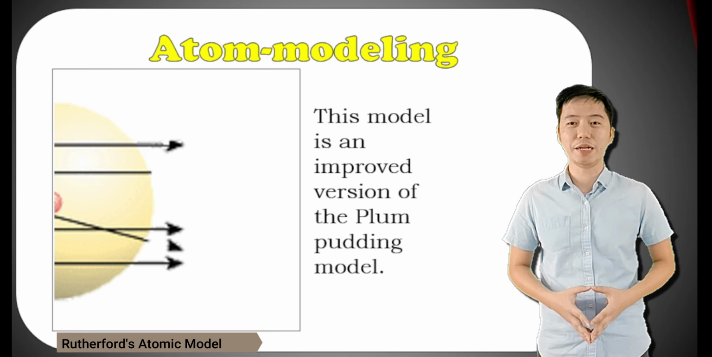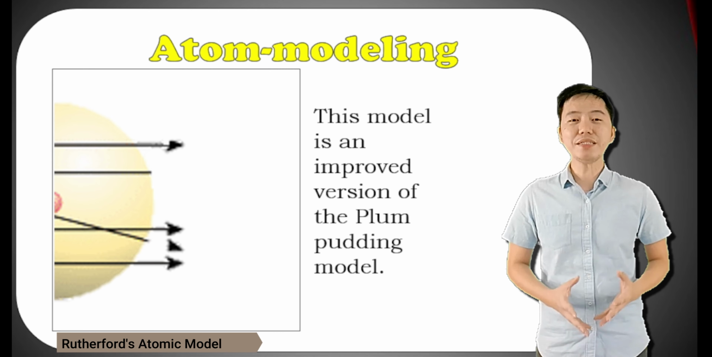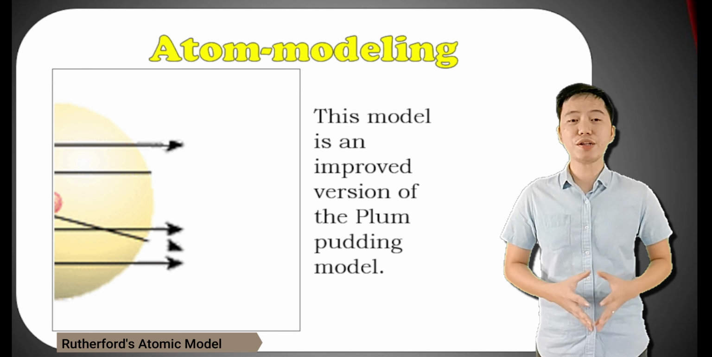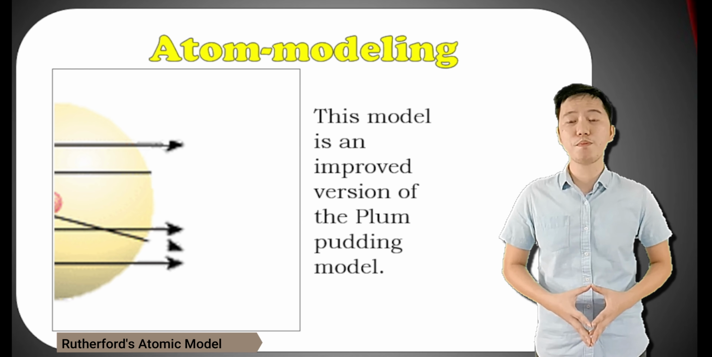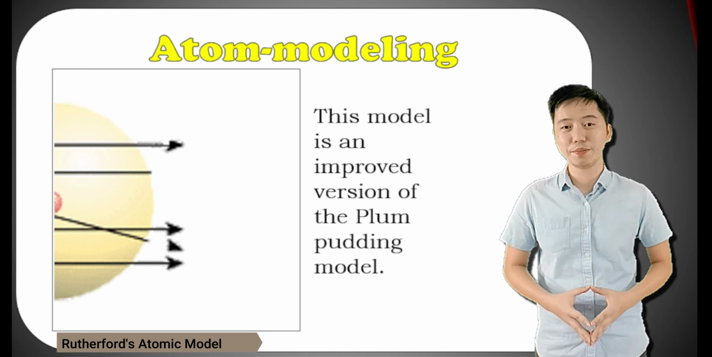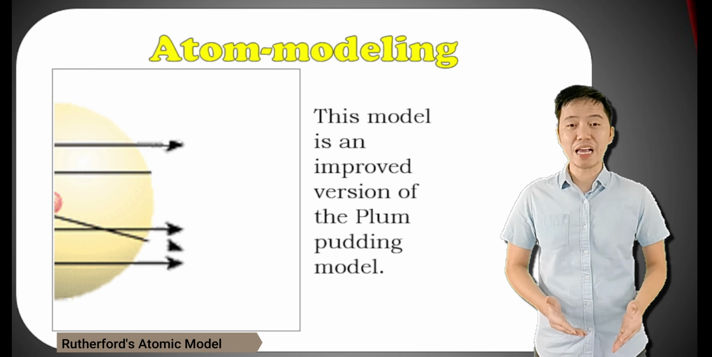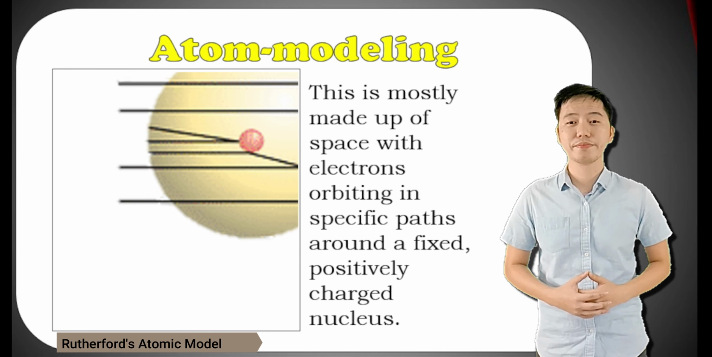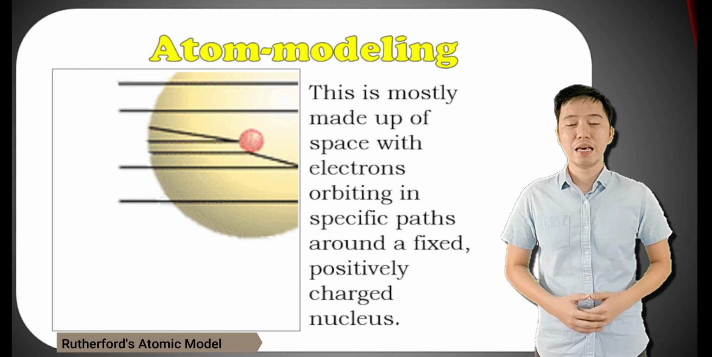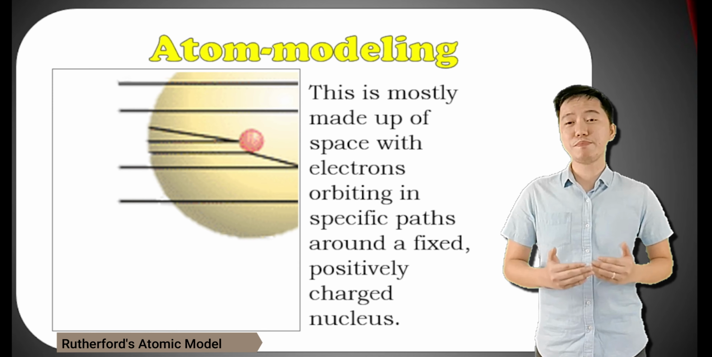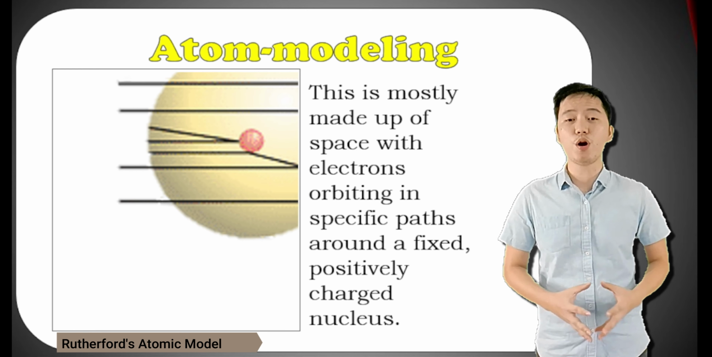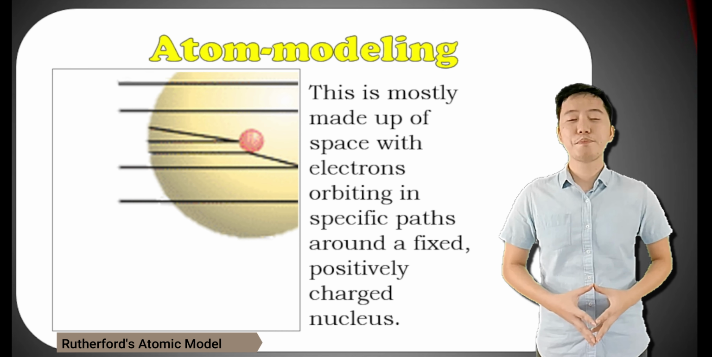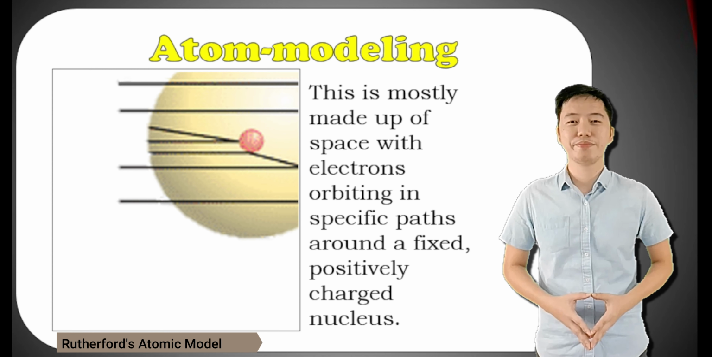Model number 3. Rutherford's atomic model. The present-day understanding of atoms is based on the nuclear model of an atom proposed and explained by Rutherford. This model is an improved version of the plum pudding model. This is mostly made up of space with electrons orbiting in specific paths around a fixed, positively charged nucleus.